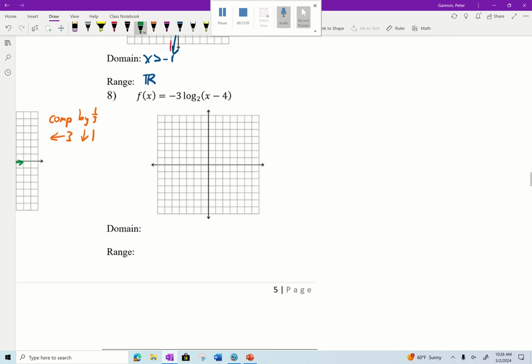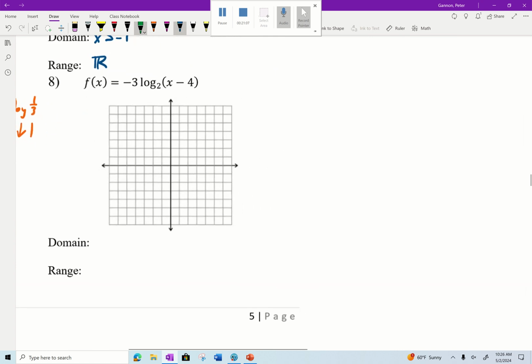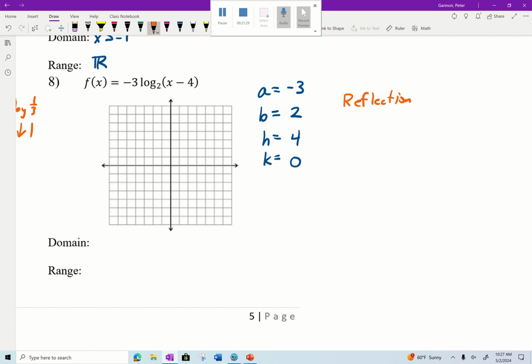All right, and finally, we got our last example here, number 8. So start with A, B, H, and K. Our A value, we're going to call -3. The base is 2. H is 4. K is 0. So from a transformation standpoint, we have a reflection because of the negative. We have a stretch by 3. And we are shifted right 4.